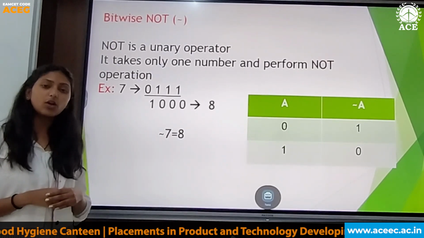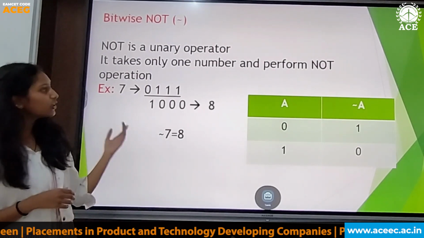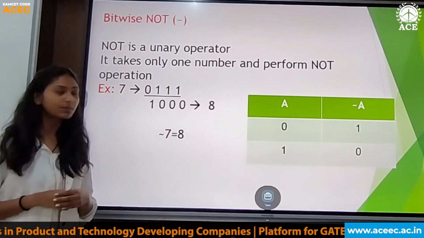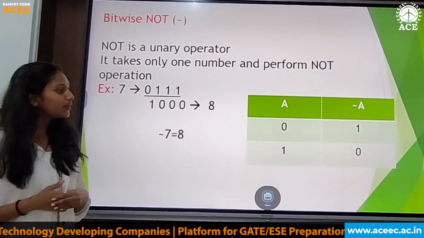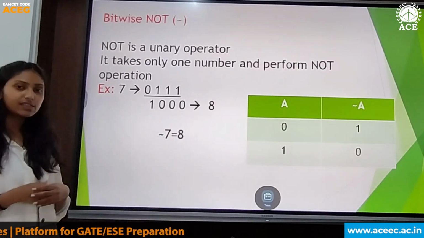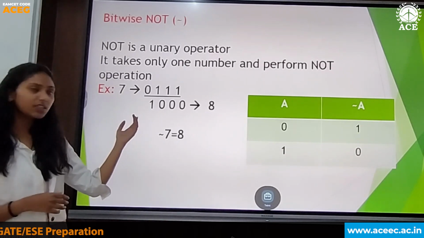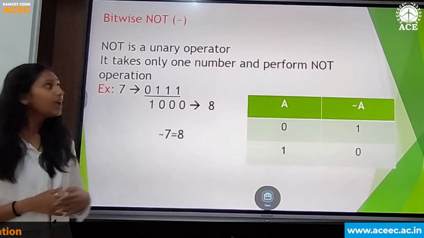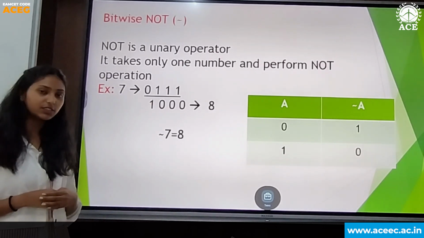Bitwise NOT. NOT is a unary operator. It takes only one number and performs the NOT operation. Let us see the truth table. If the input is 0, the output is 1. If the input is 1, the output is 0. Let us see the example 7. The binary representation of 7 is 0111, and after applying the NOT operation, we'll get the output shown here.